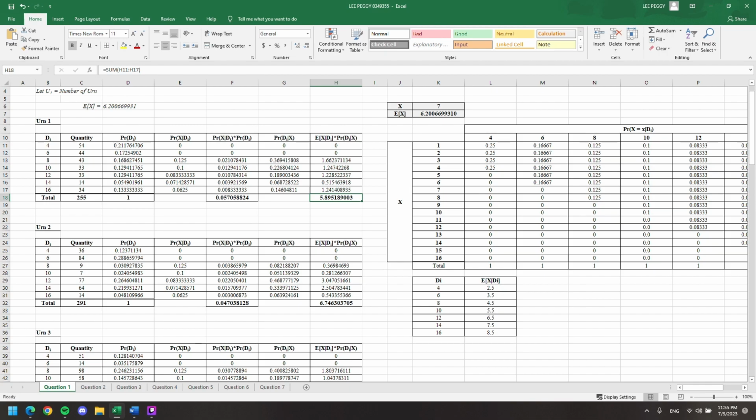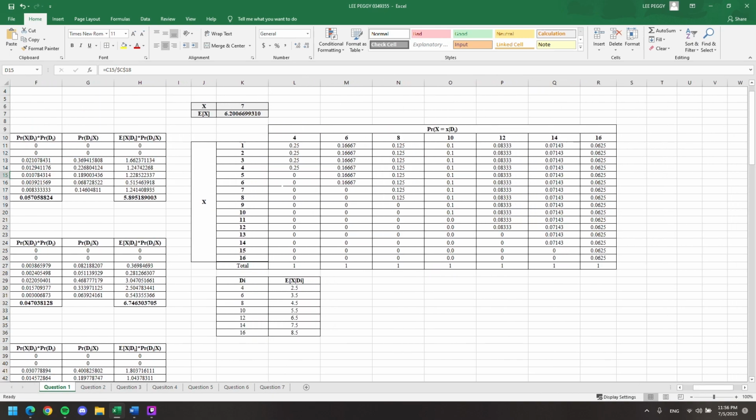So firstly, we insert all the information we get from the question into the Excel sheet, which is the quantity of each type of die and the total numbers of them. We then compute the probabilities of selecting each type of die under each urn, which is this column, by dividing the quantity of the specific type of die over the total number of dice in the urn. Next, we list down all the possible values of X in a table and calculate the probabilities of each X given different types of die.